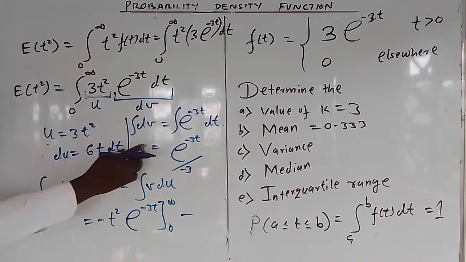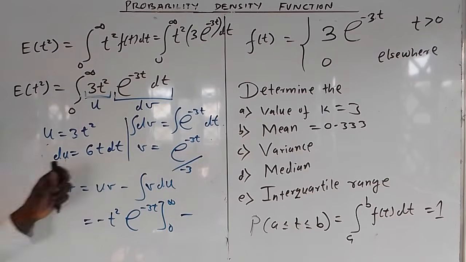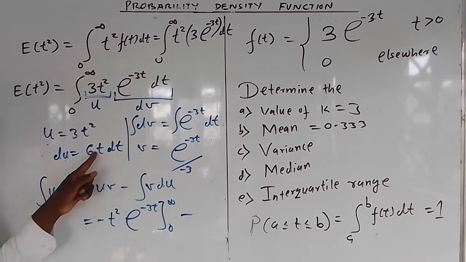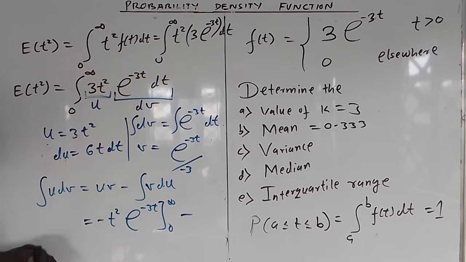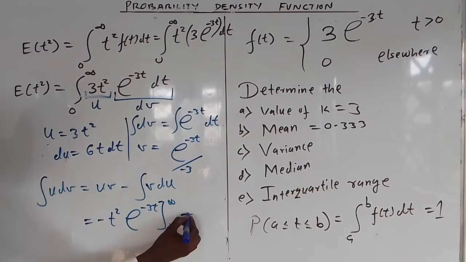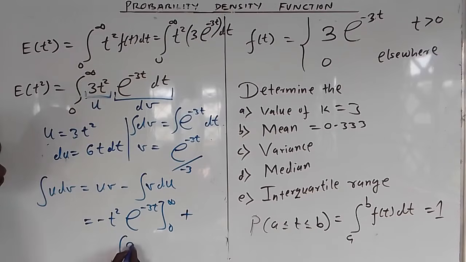What is your v? The v du is this, isn't it? So this times this. See, 3 cancels here, you remain with the negative 2. See there? Negative 2 will change this sign to positive. So it is now positive integral of 2t exponential negative 3t dt.